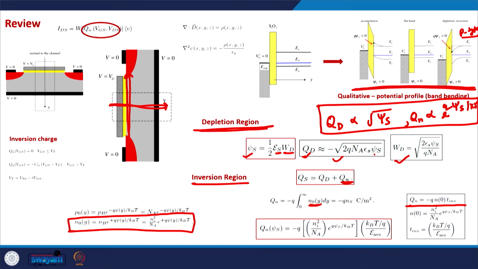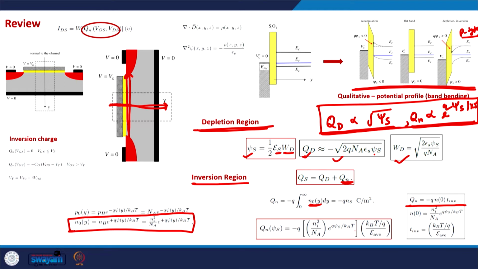So what it means is that for low positive gate voltages, when the inversion has not yet happened and only the depletion charge is there, the charge will vary according to this relationship. But as soon as there is a strong inversion in the semiconductor, the inversion charge, or the charge in the semiconductor, increases exponentially.